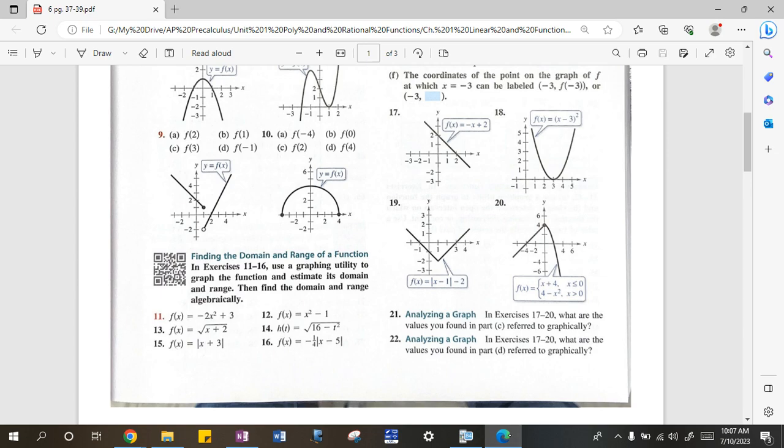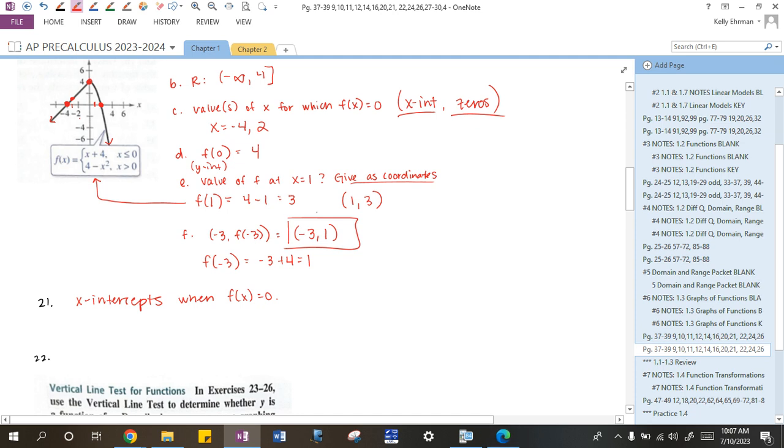And then 22 says, what are the values you found in part D referred to graphically? Again, I kind of got ahead of myself. So part D, find f of 0, that was the y-intercept. It's possible for a function to have more than one x-intercept, but it's not possible to have more than one y-intercept. So I shouldn't put an S on that. If it's a function, because remember, if you had more than one y-intercept, you'd be failing the vertical line test. So just one of those.